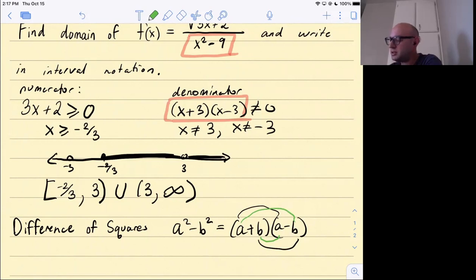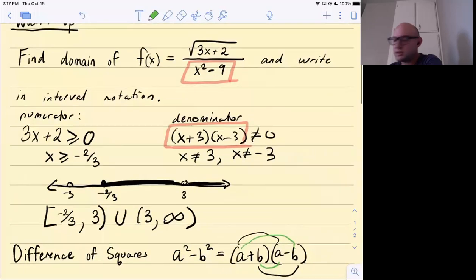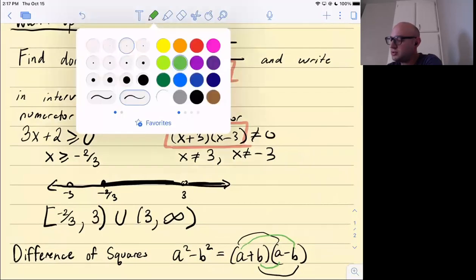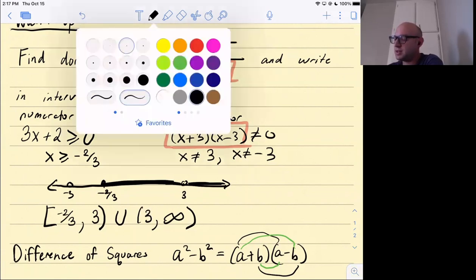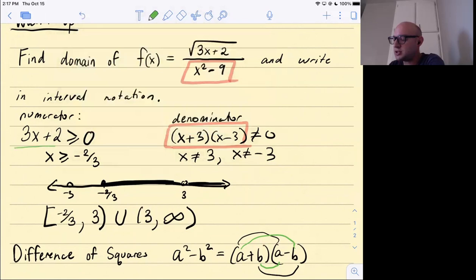To deal with the numerator, whatever is in a square root, if there's a square root in the numerator, then the only restriction is that whatever is inside of it has to be greater than or equal to 0, because we're not allowed to put negative numbers, at least for now, inside of the square root. So that's how I get whatever is in there. I just set it greater than or equal to 0, and then I solve that inequality.